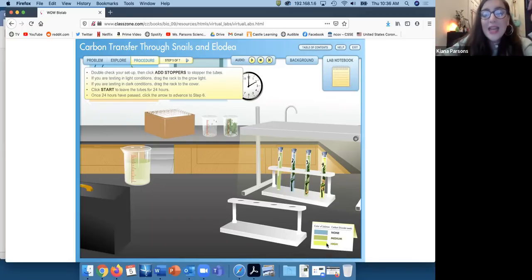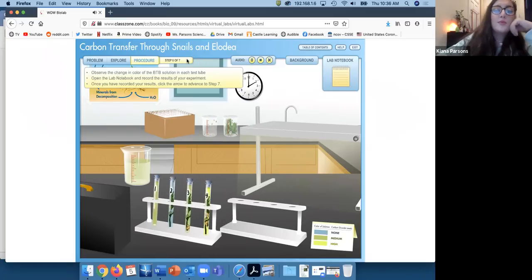And why is that? That's because there were 2 snails in there producing carbon dioxide, 2 snails changing the carbon dioxide levels within the test tube. Observe the change in color of the BTB solution in each test tube. Open the lab notebook and record the results of your experiment.